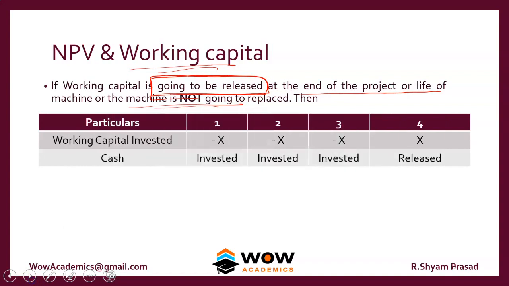So you have to work out a table like this. Every year you invest your working capital, but in the last year, as the working capital is not required, it is released. So these are cash flows which are going out of your company, but in the last year the cash becomes an inflow. This happens only when the working capital is going to be released and the machine is not going to be replaced. Only in that situation this applies.